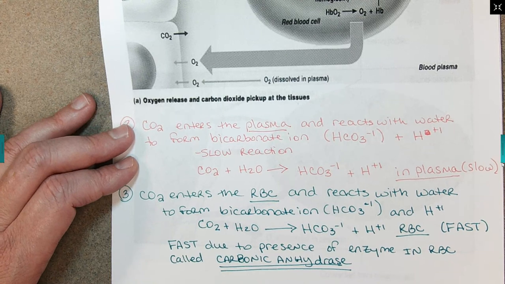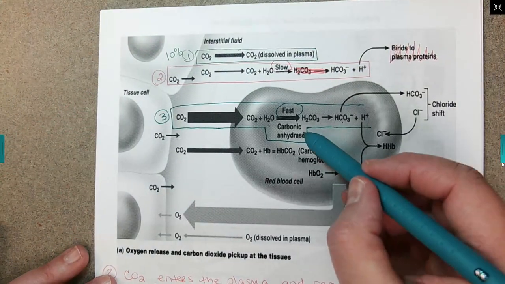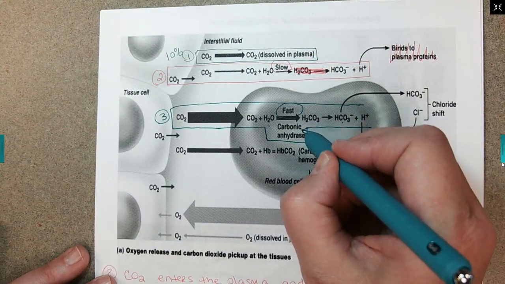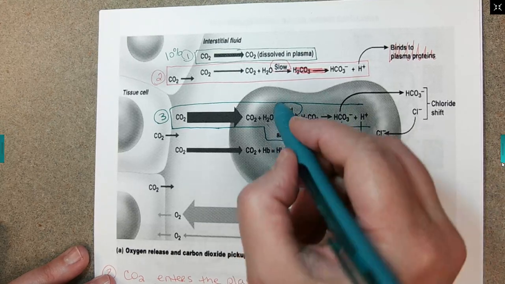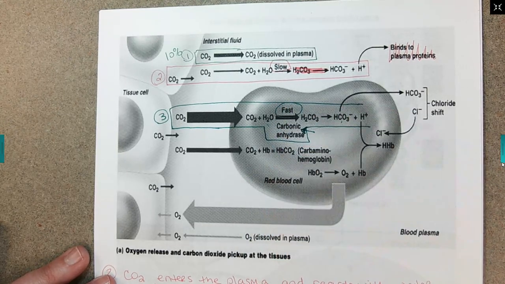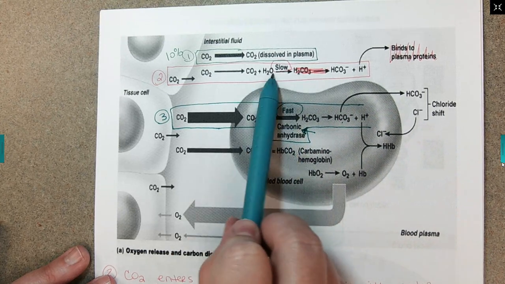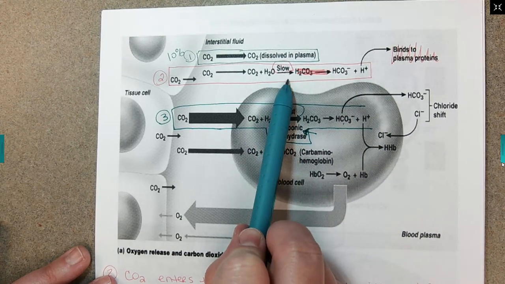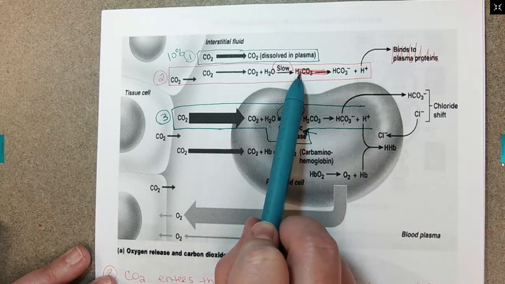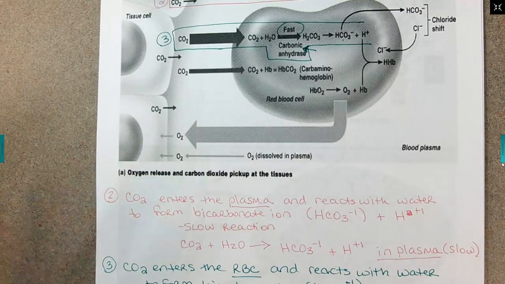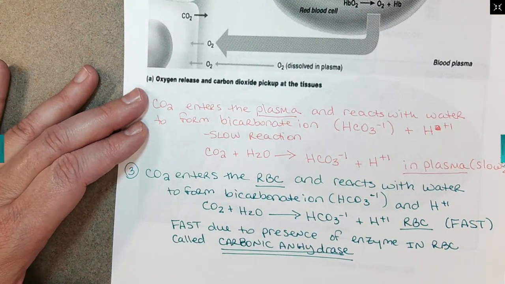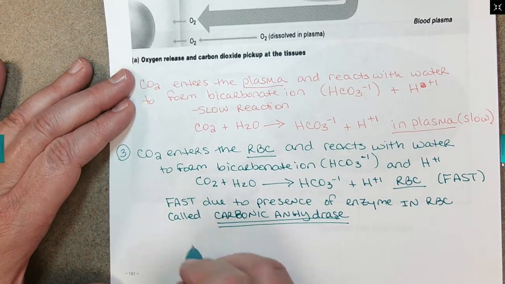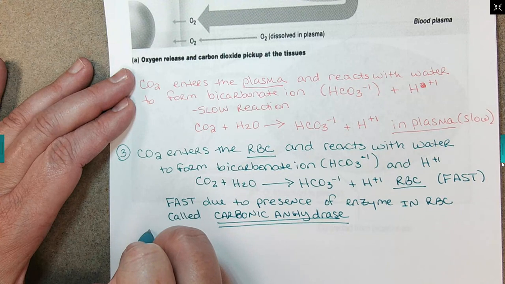You're going to need to know that enzyme, and you can see it right up here. There's the name of that enzyme right there. And again, that's what allows it to be fast, is the presence of that enzyme. See, there's no enzyme in the plasma, so that's why this reaction number 2, same reaction, went slower. Again, enzymes speed up chemical reactions. Now, we also have another situation going on here that we need to talk about, and that's called chloride shift.